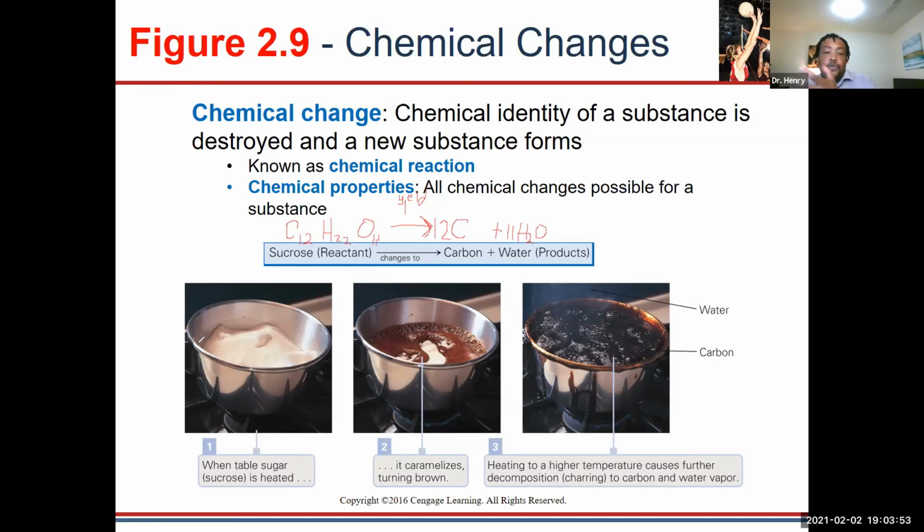Now I get two different other things: carbon and water. So that's a chemical reaction. Compared to when I boiled water and got steam, I didn't break those bonds. There wasn't a chemical reaction. That's a physical change. Okay, you guys got that? Good.